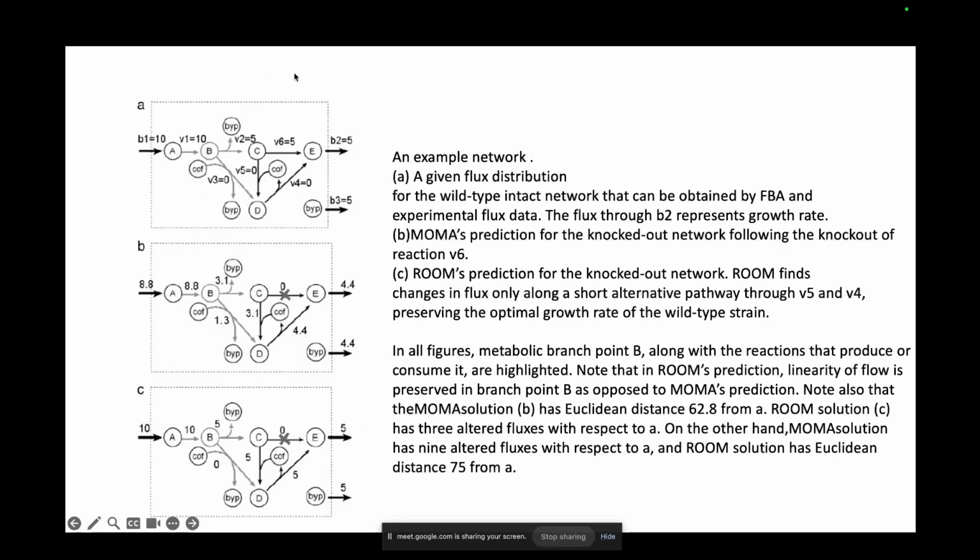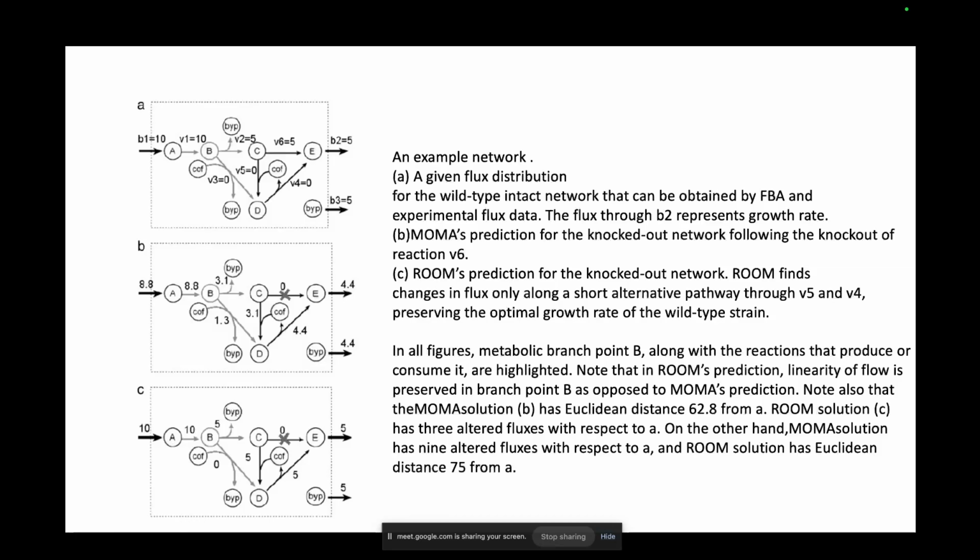So if you compare the original with MoMA's prediction compared to Room's prediction, Room has 3 altered fluxes. On the other hand, the MoMA solution has 9 altered fluxes with respect to the original, but the Room solution has a Euclidean distance of 75 from A, which is lesser than the Euclidean distance predicted by MoMA, because MoMA is trying to minimize the Euclidean distance only. It is not looking at other things.